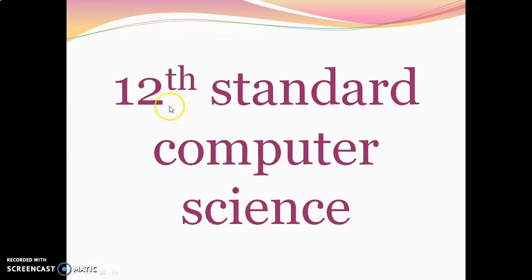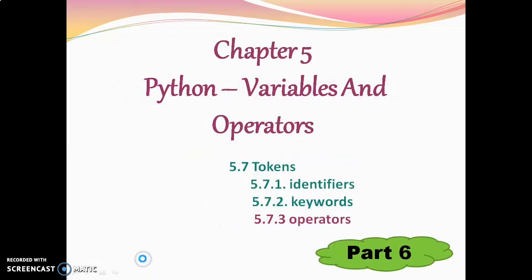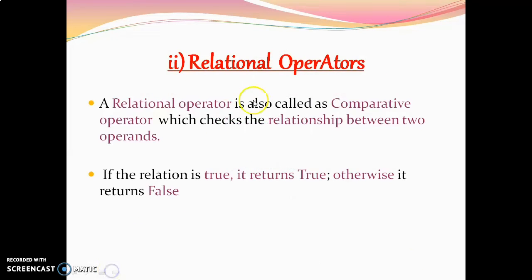Hello students, in this video class we are going to discuss 12th standard computer science, chapter 5, Python variables and operators. In the previous class we discussed what is meant by operators. In this class we are going to discuss the continuation of operators, that is, relational operators.